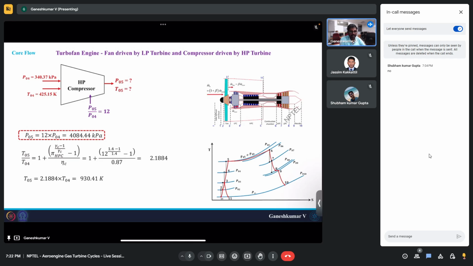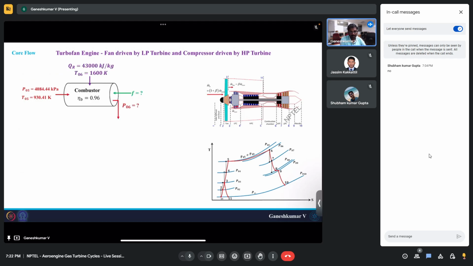In the combustion chamber, we add fuel until it reaches 1600 Kelvin. So that is our goal in the combustor. And the combustor also has an efficiency of 96 percent and a pressure loss of 3%. So from the pressure loss, you can easily find P06, which is the pressure at the exit of the combustion chamber, which will be around 39.6 bar, or 3961.9 kilopascal. So it was entering at 40.84 bar, if you remember, and it leaves at 39.6 bar. So 3% pressure loss. And then how to find the fuel air ratio?